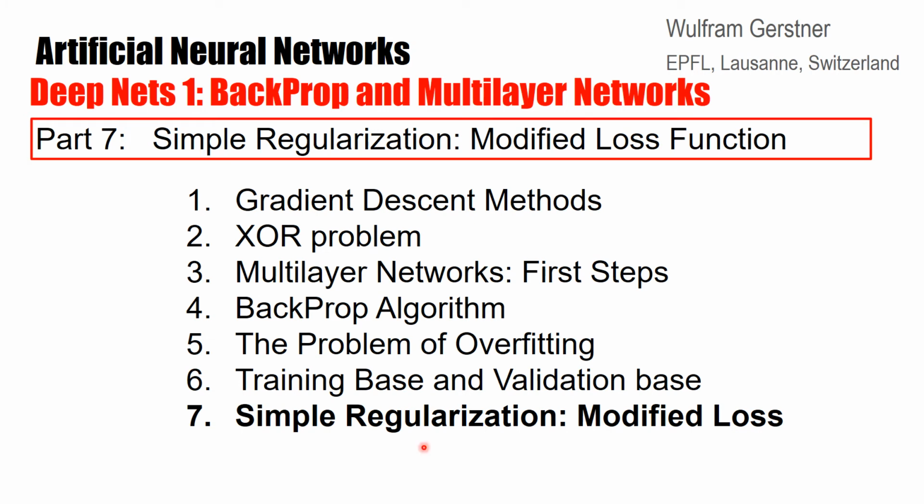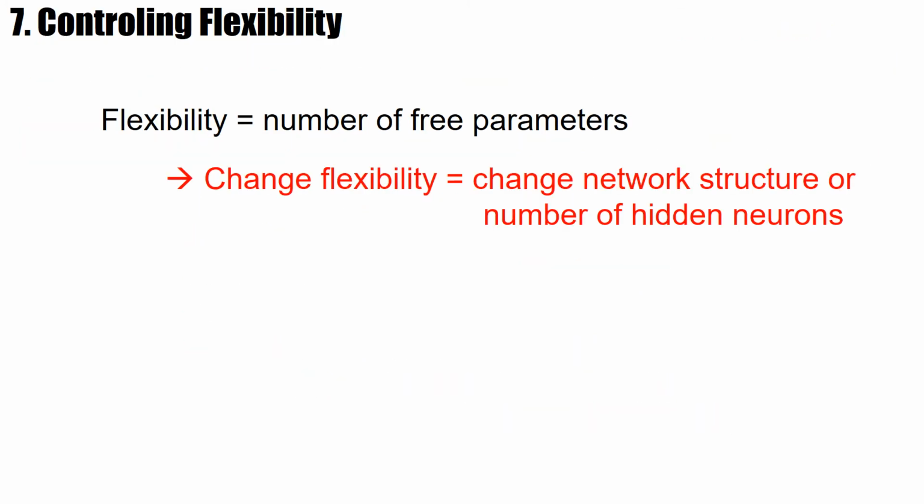So far we have played with the number of neurons in the network. This is a rather costly method. There's an alternative which is called a regularization method with a penalty term that amounts to modifying the loss function. Let me explain what this means. We said the flexibility is the number of free parameters. In the previous part, we said changing flexibility means we have to change the number of neurons or the number of layers. However, we can do it differently.